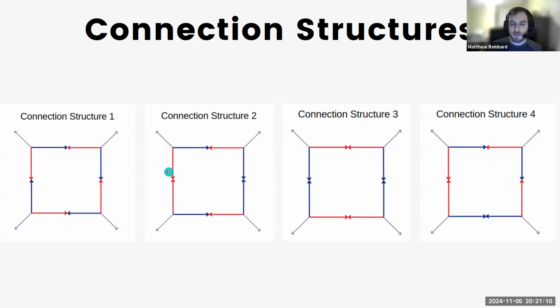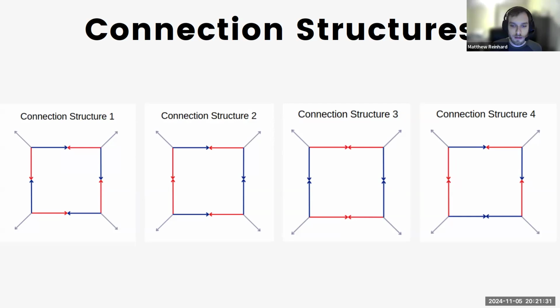So there are 4 different ways of contracting the red and blue lines. So we call these connection structures. And it turns out that all of the different diagrams fall into just one of these 4 connection structures.